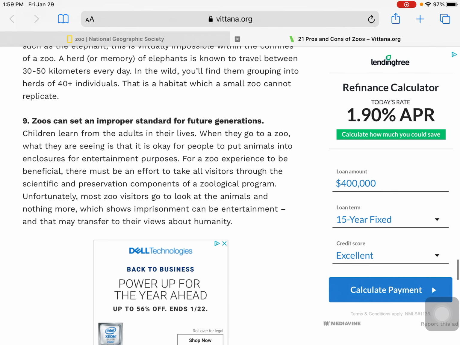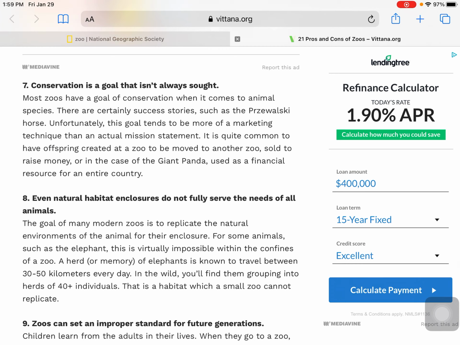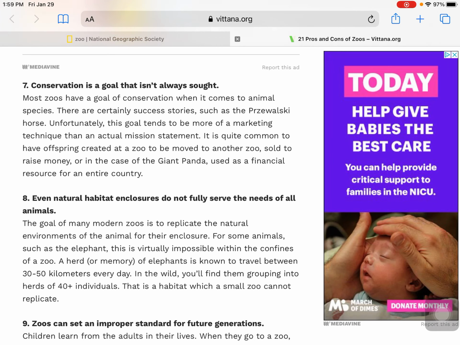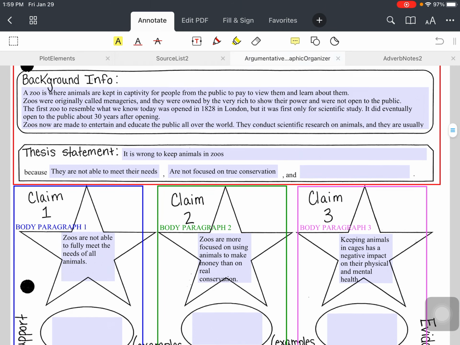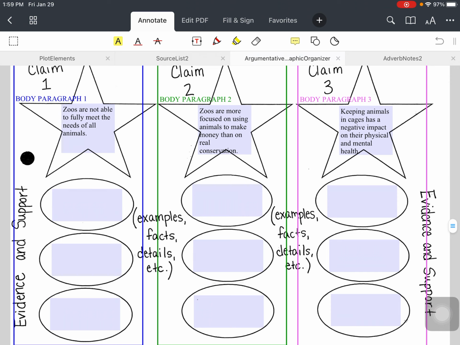So from these cons, I need to come up with 3 main and separate reasons. Now, I don't want my claims to be super specific. I want my claims to be pretty broad and general. So the claims that I came up with, my claim 1, I said, zoos are not able to fully meet the needs of all animals. Now notice, I did not go into detail about what animals they're not meeting the needs of or how they're not meeting the needs. I'm just giving a general reason. This is where I'll put my details and examples.